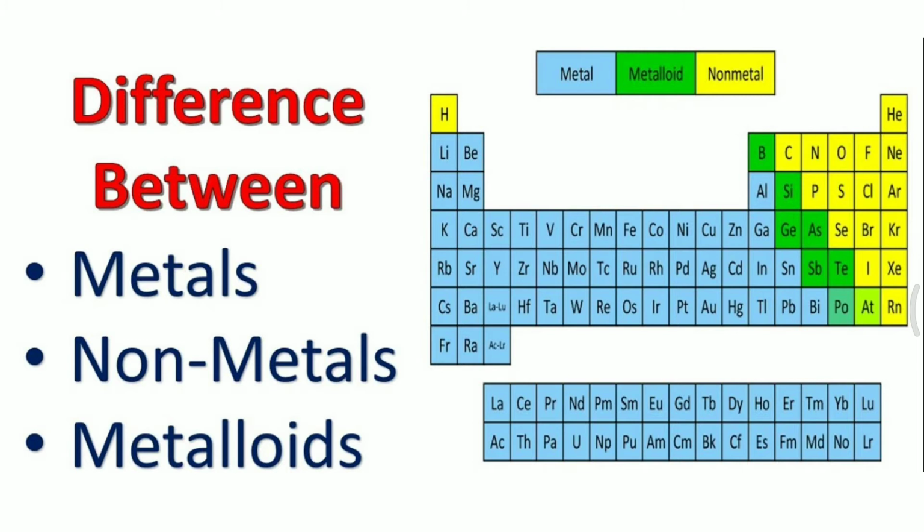So as you go from left to right, the non-metallic character increases, and as we go down from the above elements to the downward elements in the same group, the metallic character increases. So you can clearly distinguish whether the element is of metallic, non-metallic or metalloid character.